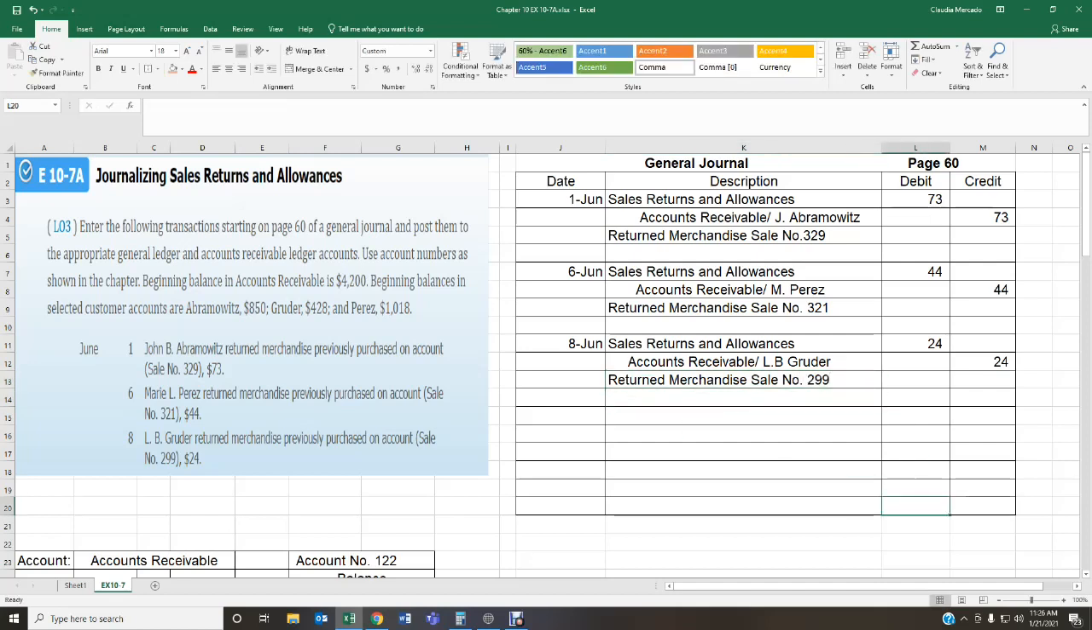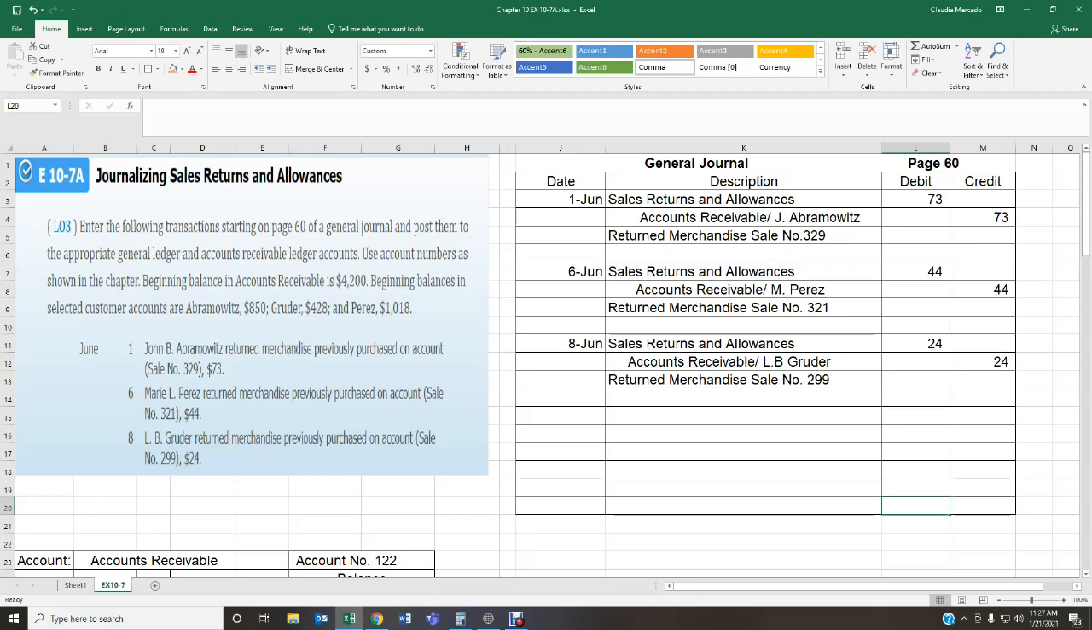Okay. So we have 3 returns. Customers purchased something and then they didn't need it or whatever the case may be. They returned the product. They had purchased this product on account. So whenever they purchase something on account, we need to give them back credit on the accounts receivable. Okay. So that is the first requirement.